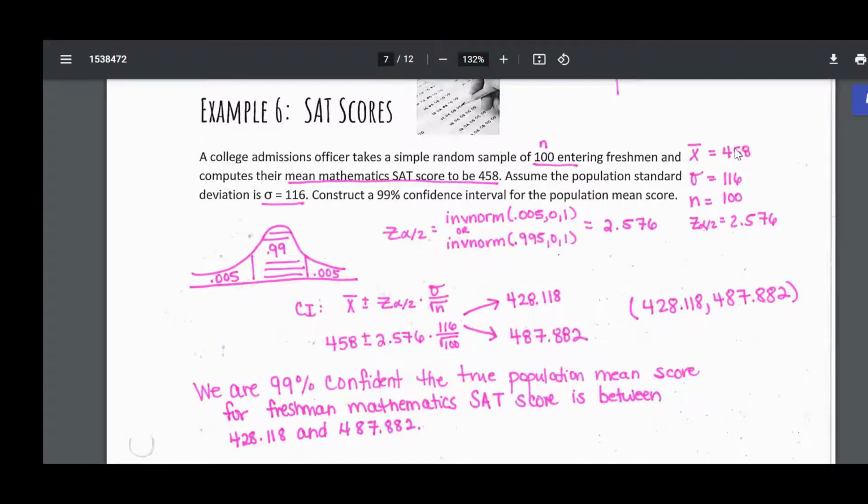Sample mean is 458. They gave us the population standard deviation again, that's 116. Sample size is 100. So those are the three things that we need. You can see here that we got the confidence interval was between 428.118 and 487.882. So let's see if we get the same thing with Rguroo.